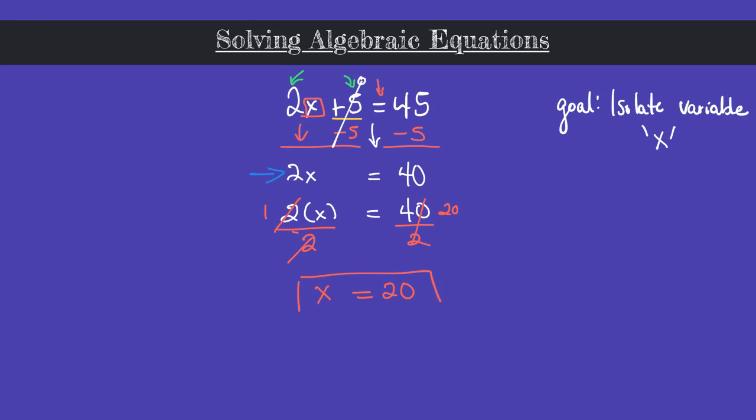And you can definitely go ahead and test this number into your original equation. Is 2 times 20 plus 5 equal to 45? Well, 2 times 20 is 40, plus 5 is absolutely equal to 45. And so you found your solution.